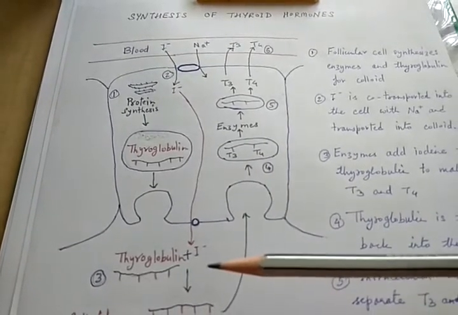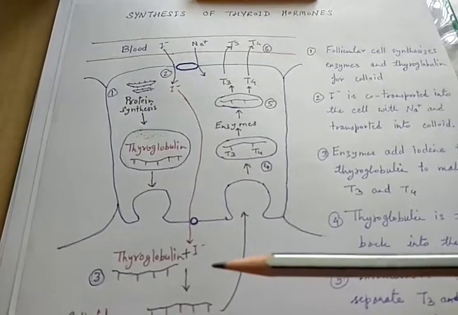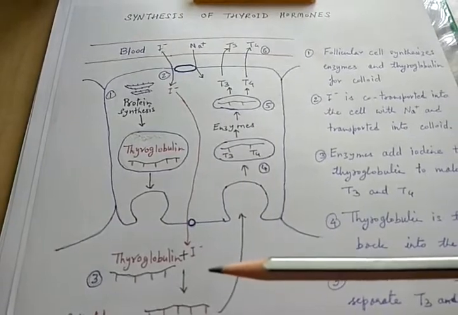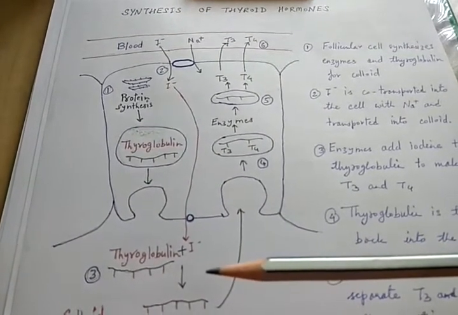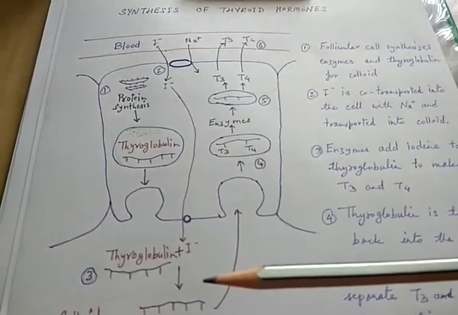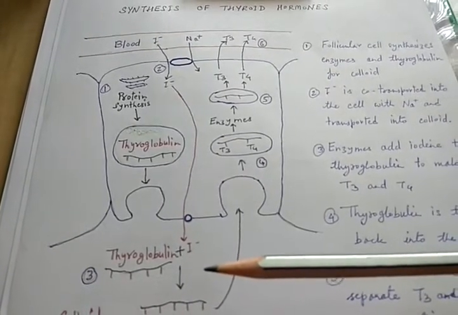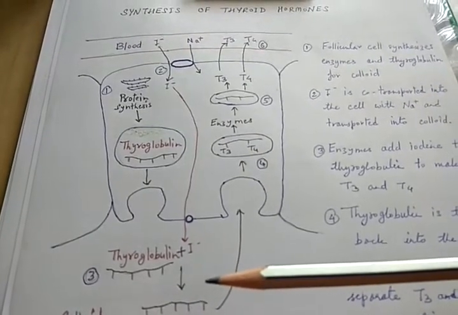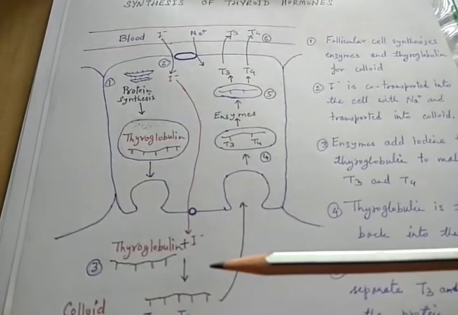When one monoiodotyrosine and one diiodotyrosine are coupled, they form the triiodothyronine molecule. And when two diiodotyrosine molecules are coupled, they form tetraiodothyronine or thyroxine hormone.